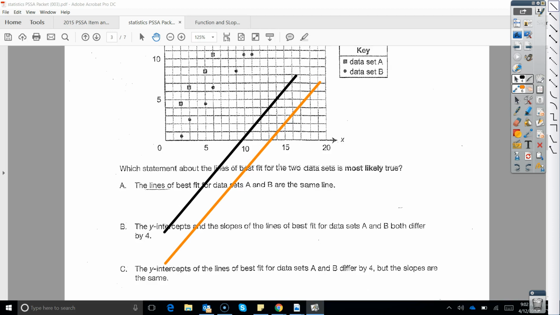The y-intercepts of the lines of best fit for sets A and B differ by 4, but the slopes are the same. Use this as a guide. All of these questions in this challenge are a little bit different, but see if you can use your reasoning skills to come up with an answer. Once you're finished with this, make sure that you review the questions after you submit them, because there will be feedback on what you may have done if you got a question wrong.